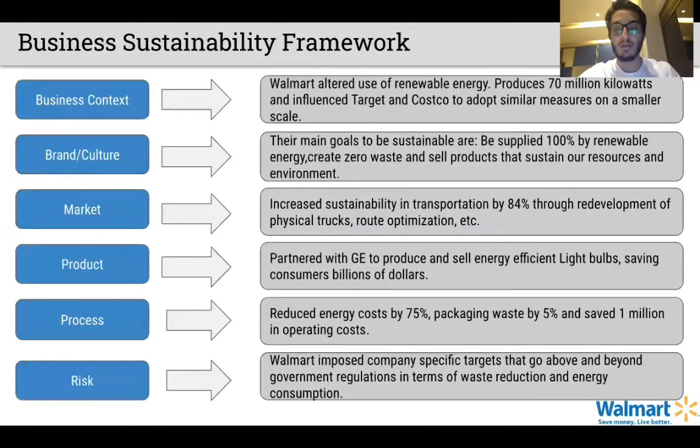When we talk about risk, we talk about being aligned with government regulation. And Walmart set themselves goals that allow them to go beyond and above government regulations, of course in terms of waste reduction and energy consumption.